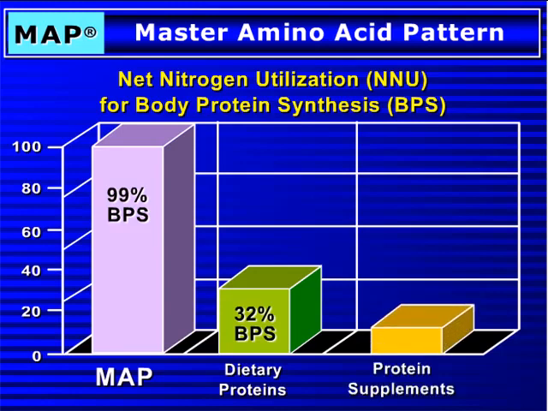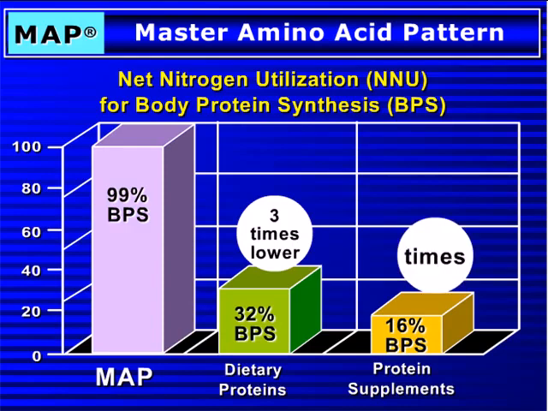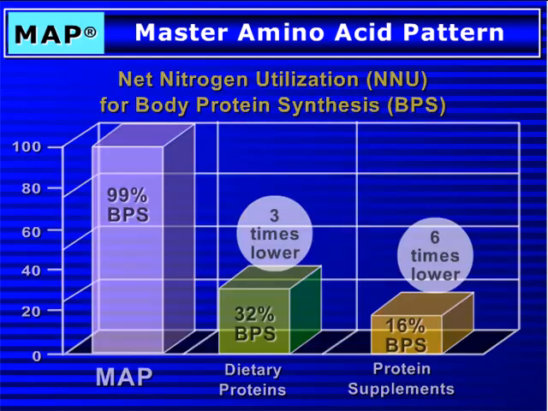Meanwhile, most protein supplements only provide an average of 16% NNU, because they use milk, soy, casein, or whey as their primary protein source. As a result, only 16% of their constituent amino acids act as precursors of BPS. Therefore, dietary proteins provide a BPS that is at least 3 times lower compared to Maap. Meanwhile, protein supplements provide a BPS that is at least 6 times lower compared to Maap.